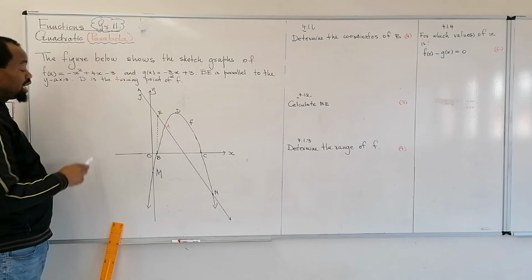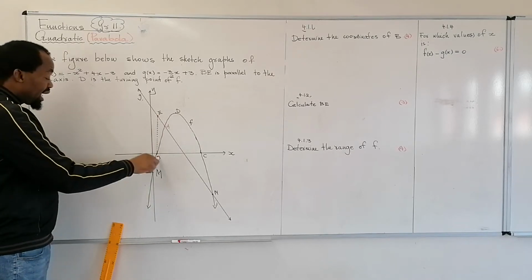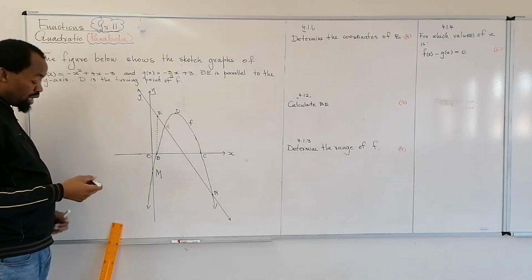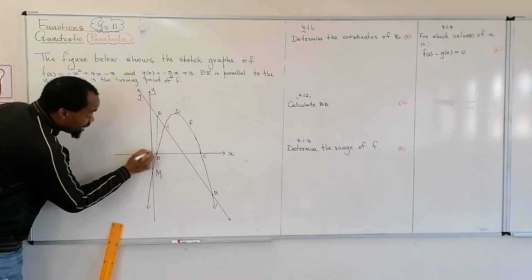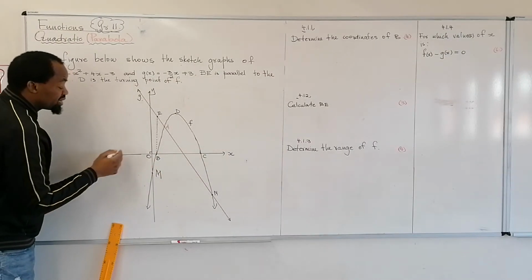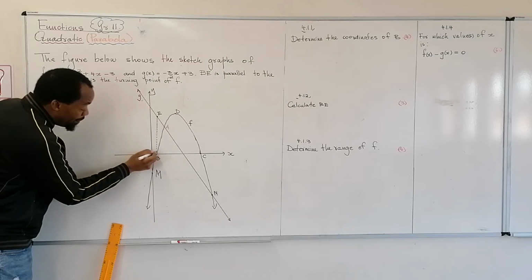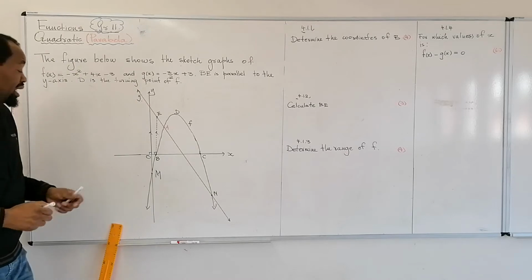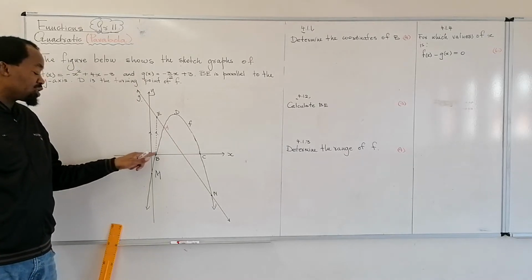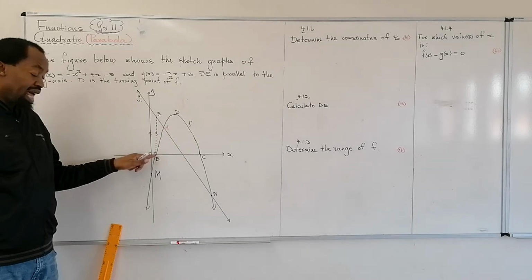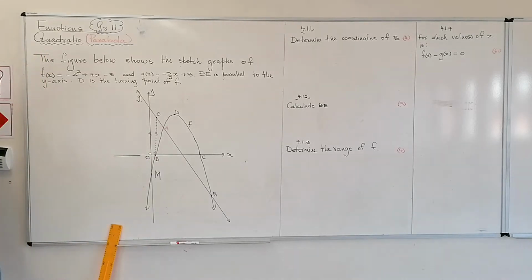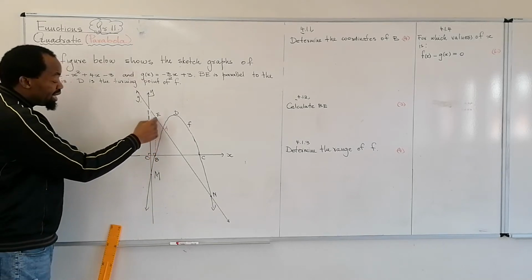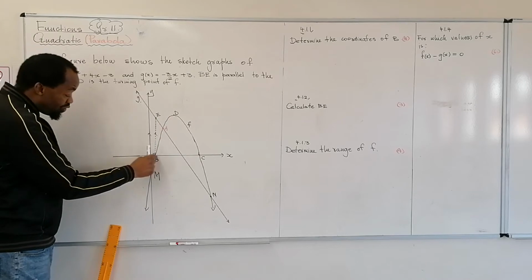BE is parallel to the y-axis. That dotted line is parallel to the y-axis. Now remember that the x-axis and the y-axis are perpendicular, meaning that when they say the two lines are parallel, corresponding angles must be equal. It means it is 90 degrees there, which has got a mathematical meaning. It implies that everywhere on this line, the value of x is the same.